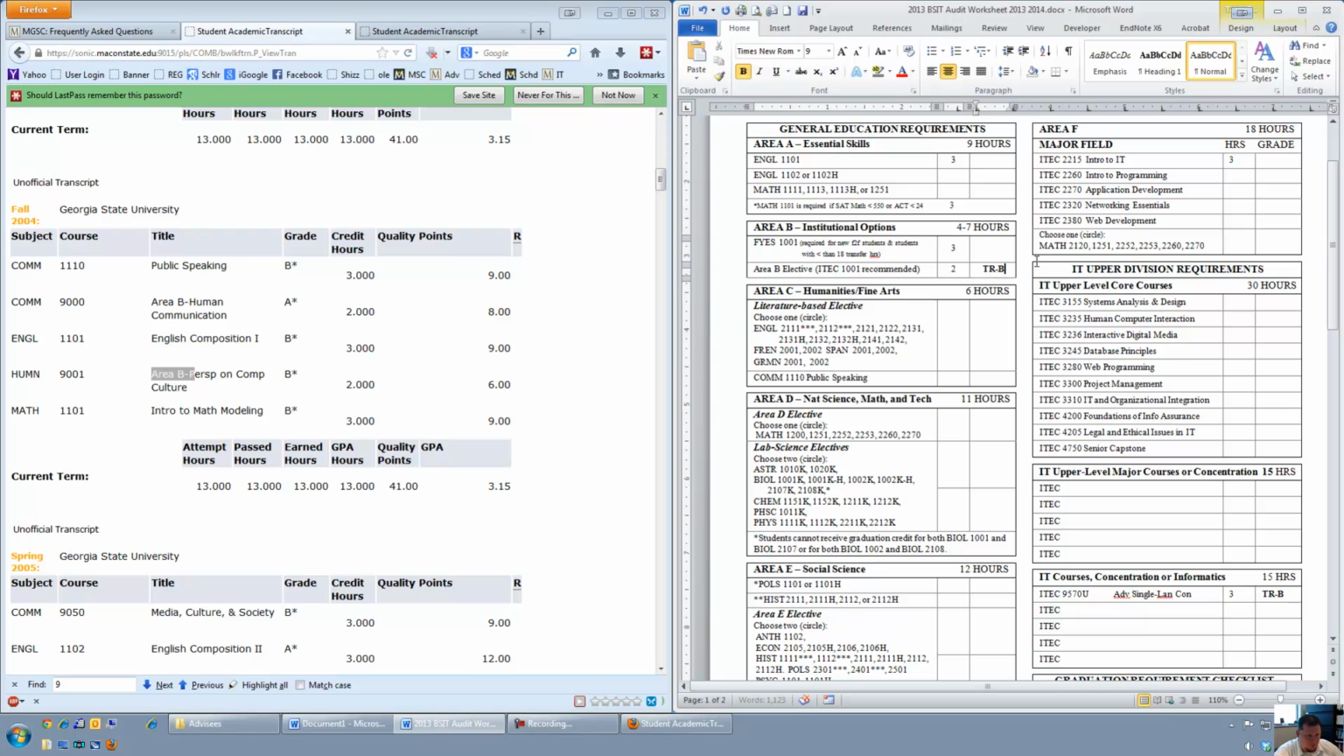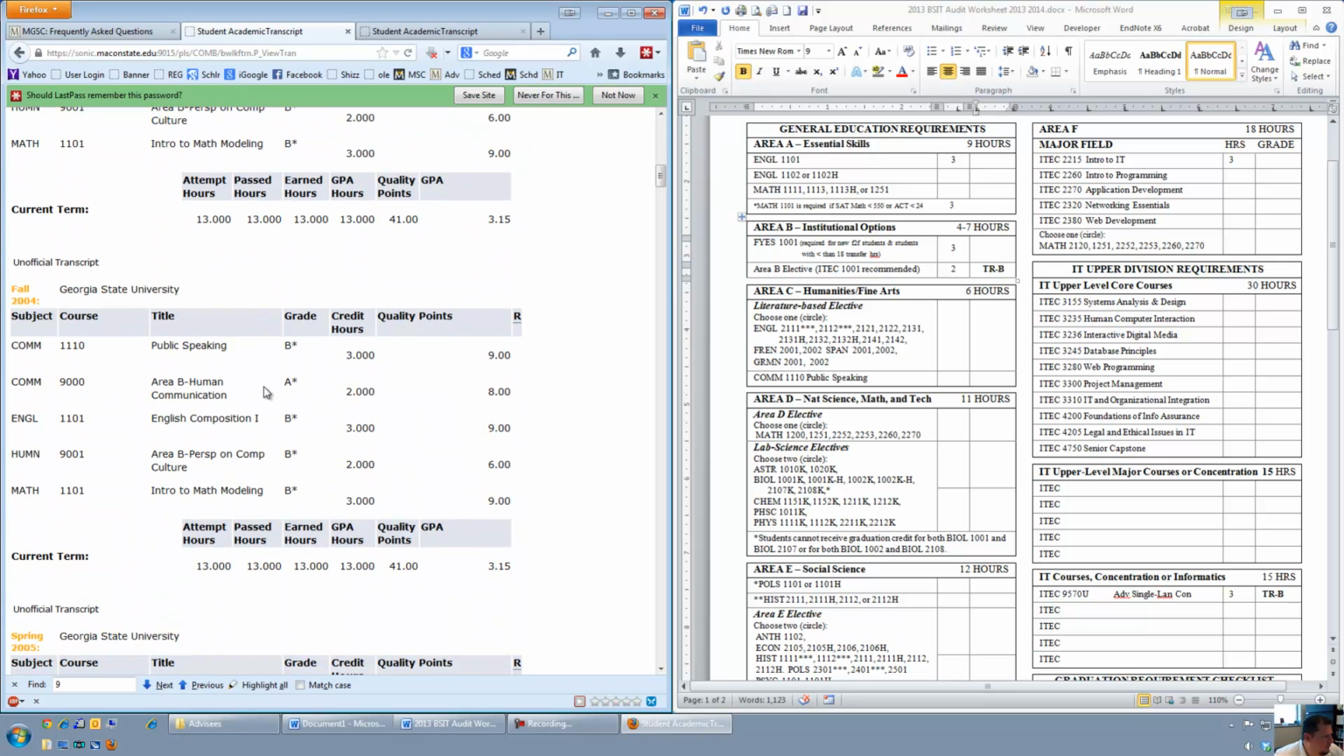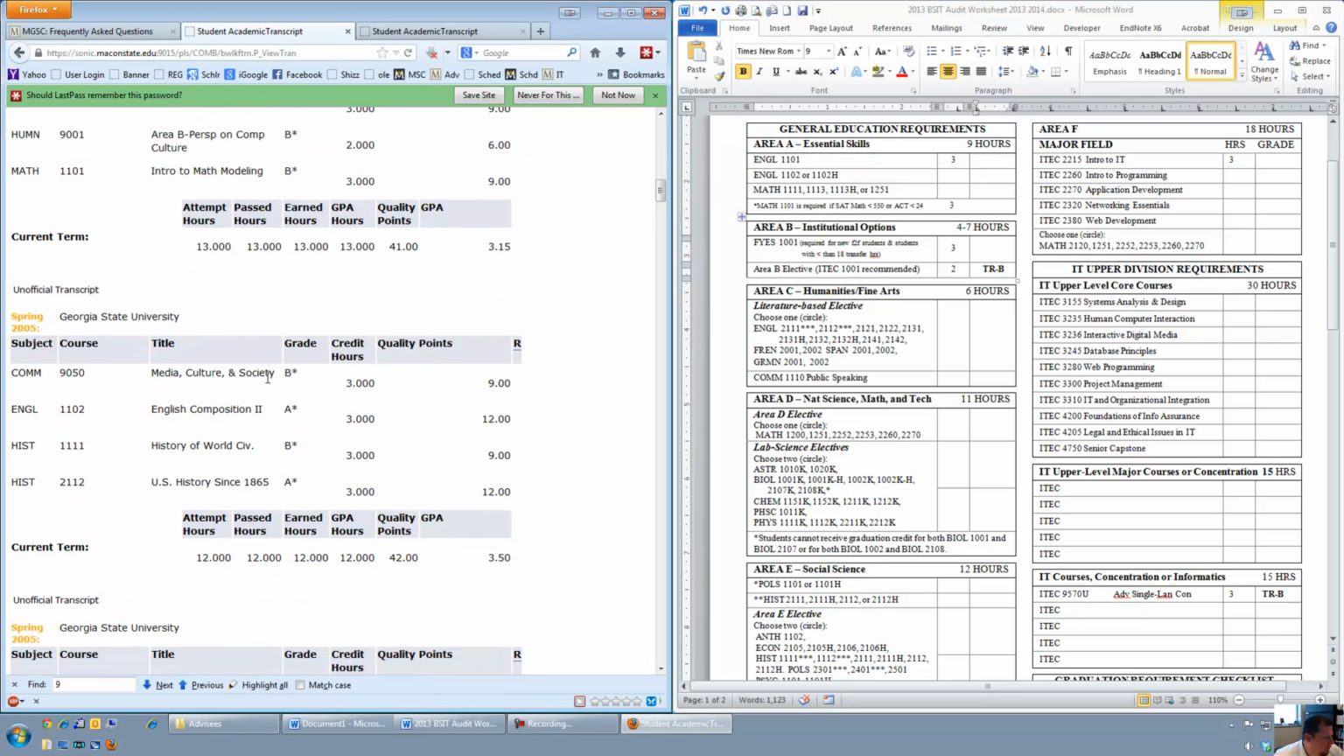Area B. Transfer in like that. And I believe that's all the different scenarios that you'll see.